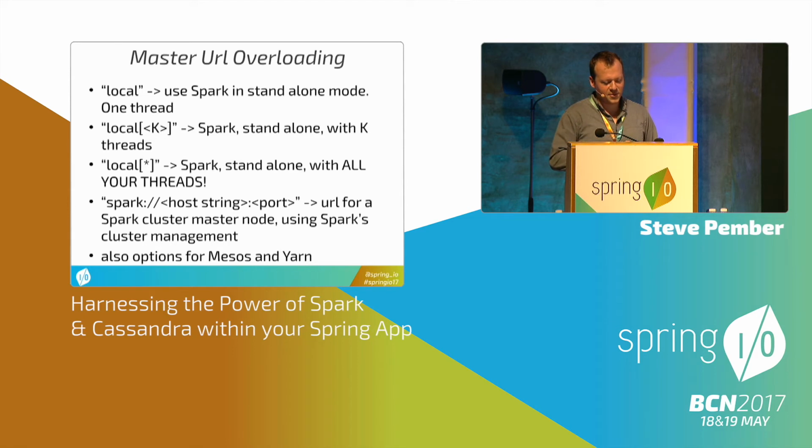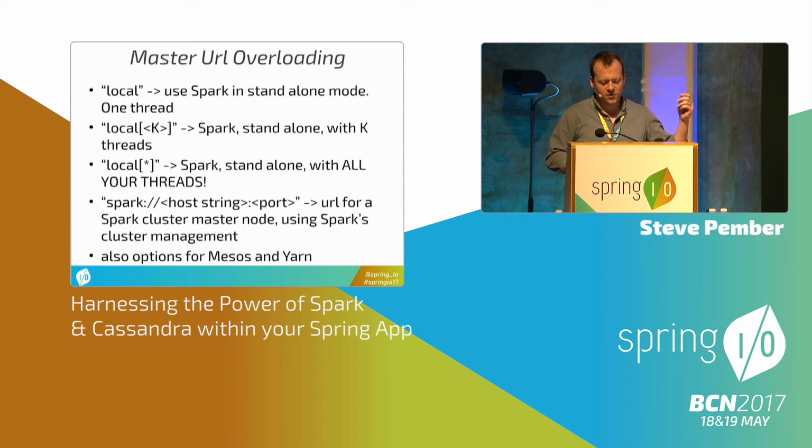Now, I show this slide because one quirk that Spark has, again, it's designed by academics, is that there's a variety of different ways to tell it which Spark master to talk to. And it's an overloaded string value. So if I say my Spark master is local, it's going to start up a Spark automatically, standalone, and use just one thread. If I say local star, it's going to spin up a local Spark on startup and use up all the threads on my system. But if I give it a spark:// URL, it's not going to start up anything and just make a connection.